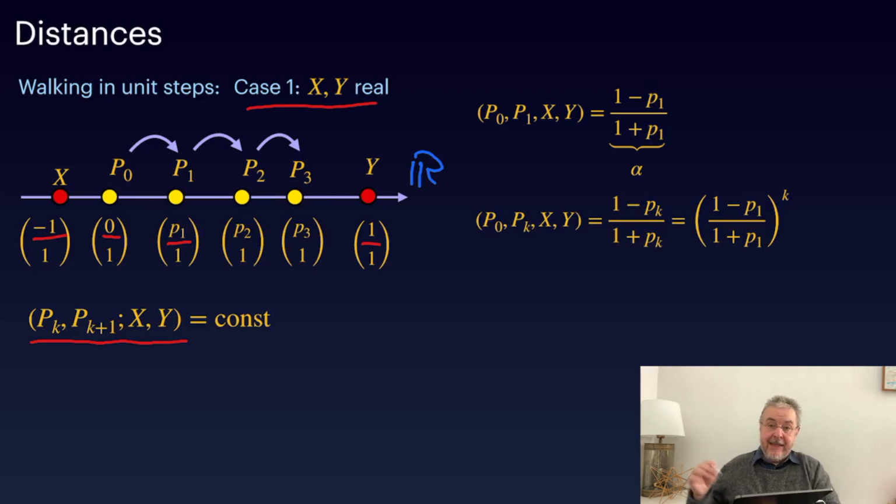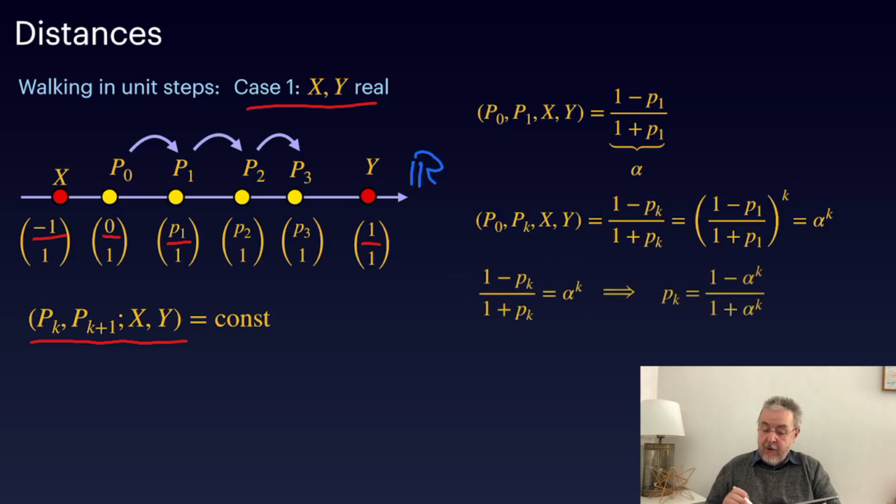But then I told you, you walk in unit steps along that sequence of points. So the distances add. So you get 1 times the distance, twice the distance, 3 times the distance, and so on. And for the cross ratio, this means that the cross ratio is raised to the k-th power. So you get this nice relation between the position of the point pk and the k-th power of our magnitude alpha.